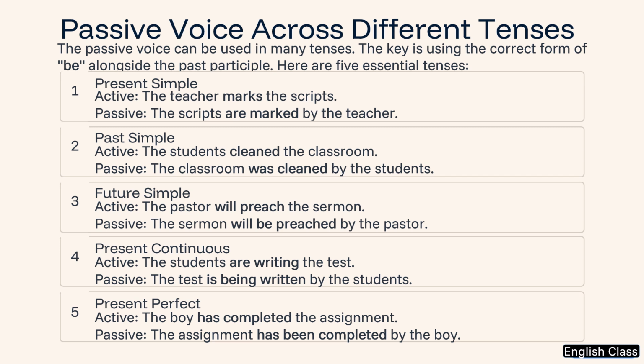Present continuous tense. The active voice is the students are writing the test. And in the passive form, we have the test is being written by the students. Present perfect tense. So you have active: the boy has completed the assignment. In the passive form, we have the assignment has been completed by the boy.